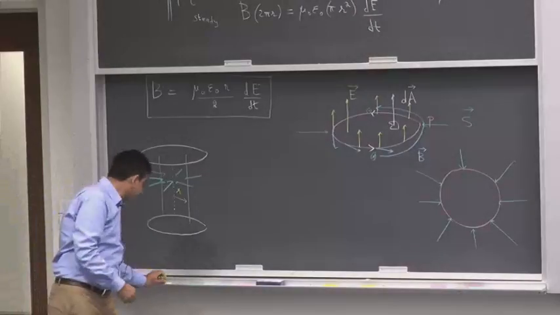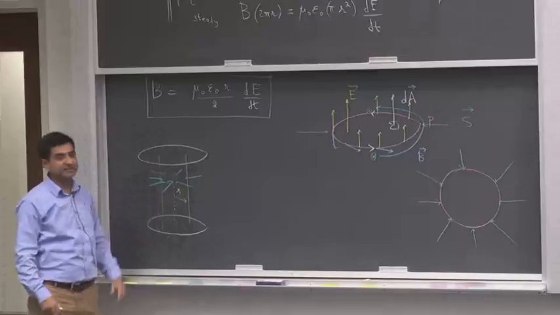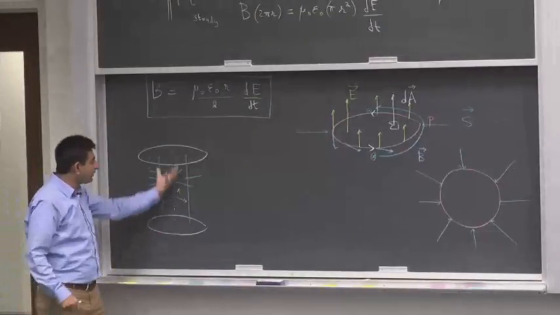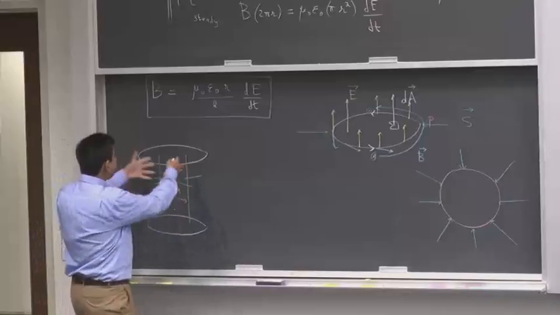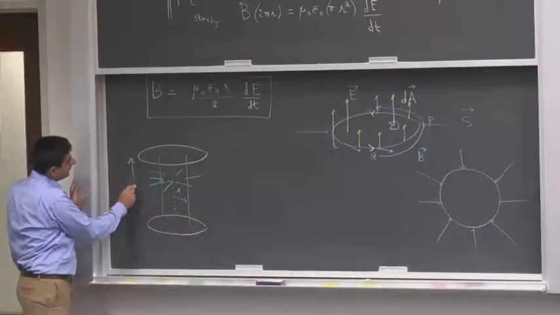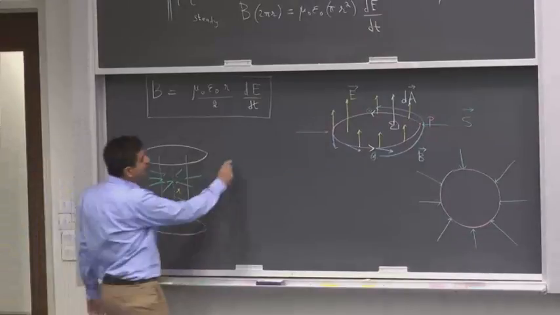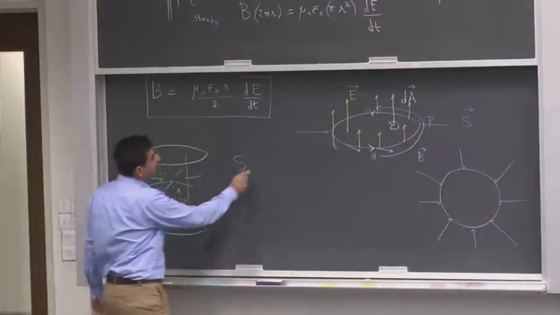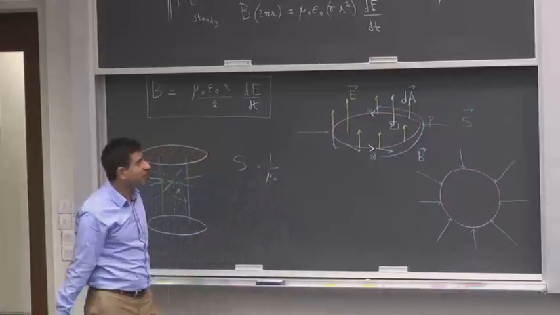Let's look at how much energy is going into the capacitor, into this hypothetical cylinder. So there's a volume of vacuum here. We would like to see how much energy is dumping into this volume. Suppose this spacing between the capacitor plates is small l. Now, let's look at the magnitude of S. S is 1 over mu naught E B. E and B are always normal to one another.